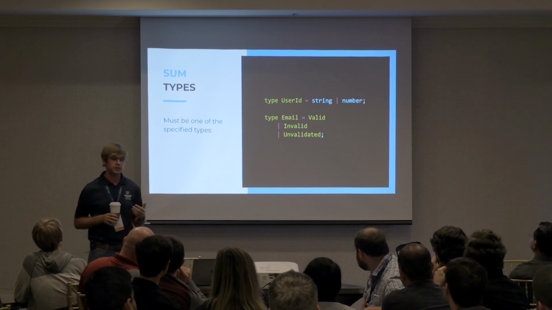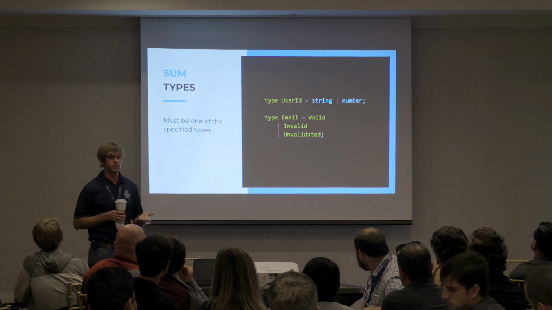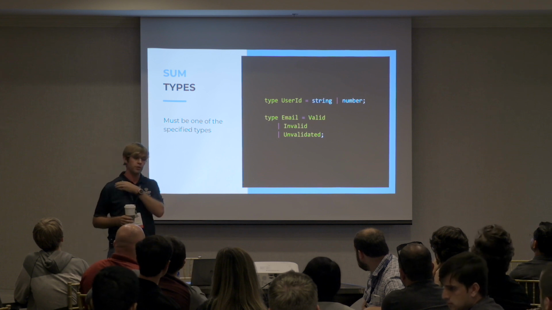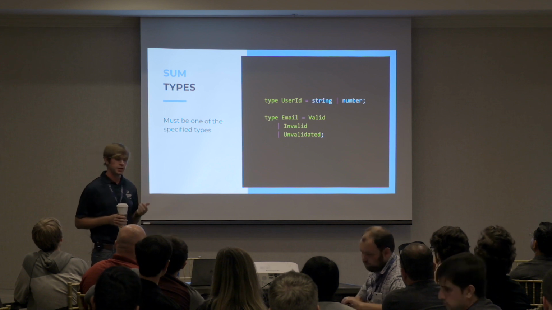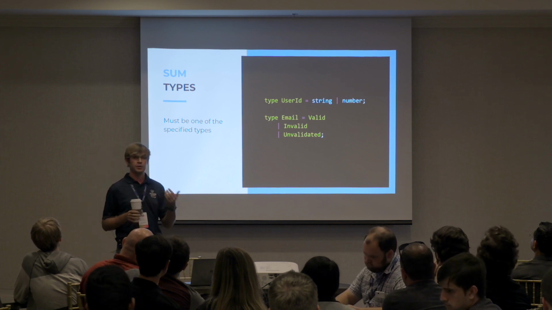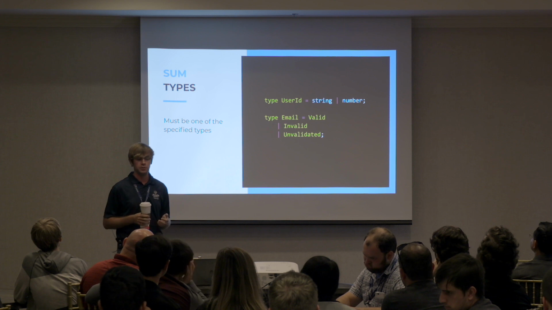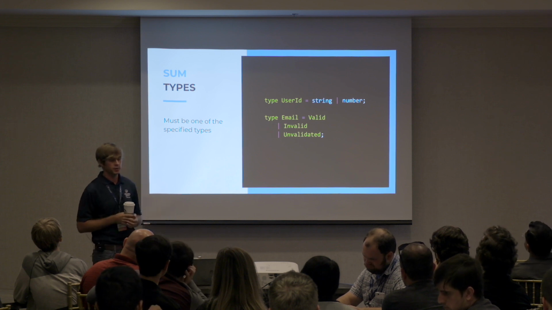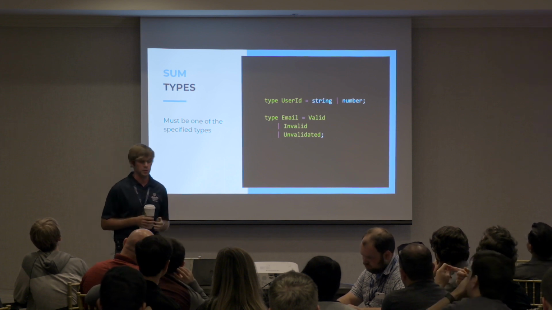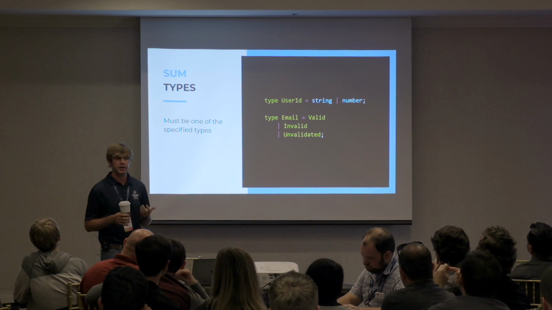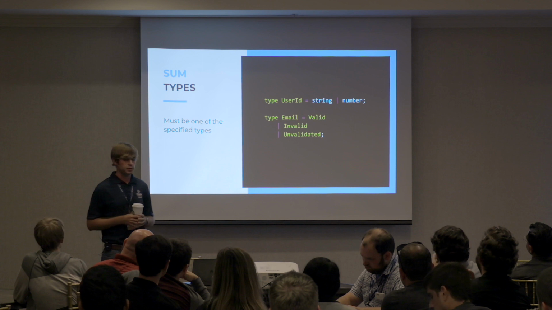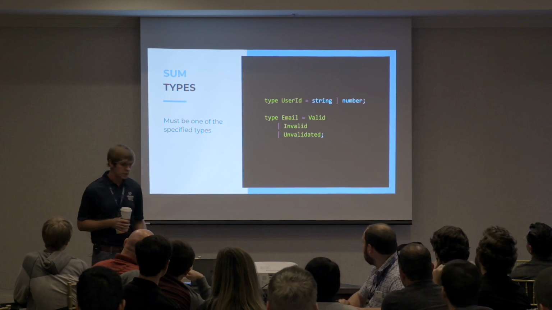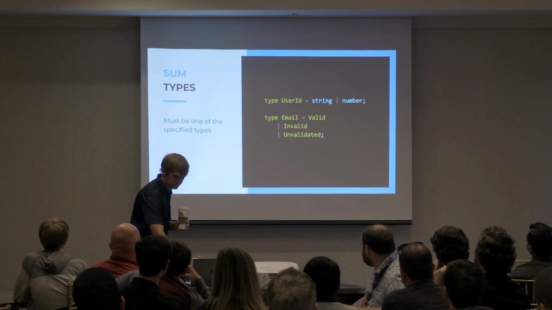So I'm essentially saying there's an or. So a user ID could be a string or a number. Both are valid. Anything other than that, and it's a compile time error. Additionally, it doesn't have to be a primitive value. You could also say it's these 3 other types that I've defined somewhere else in the file. So I could say it could be an email that's valid, invalid, or unvalidated. So it's one of those 3 distinct types and choices. We'll see how we can leverage that fully in a little bit.